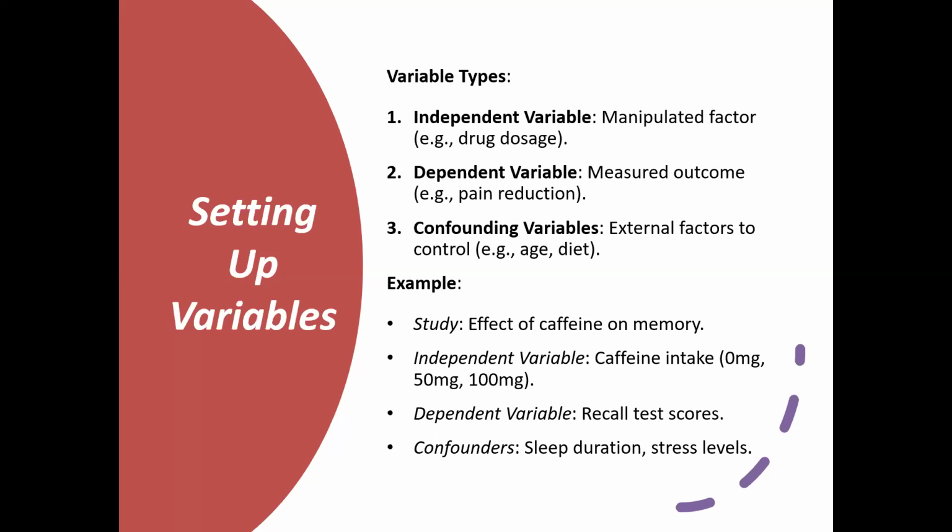And an example study is the effect of caffeine on memory. The independent variable here is caffeine. Its intake is 0 milligram, 50 milligram, and 100 milligram. 0 mg is the control group, and 50 and 100 are the two experimental groups. The dependent variable is recall test scores, and confounders are sleep duration and stress level. So you have to look at all these things.